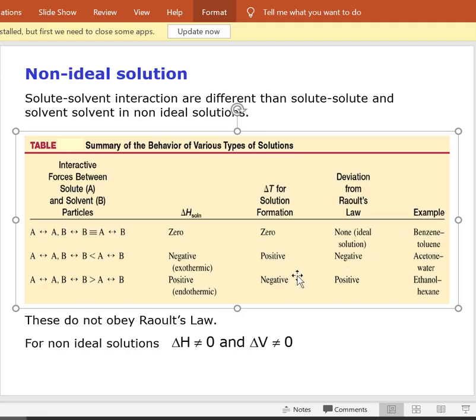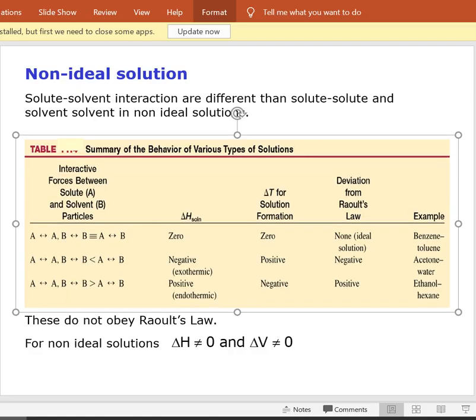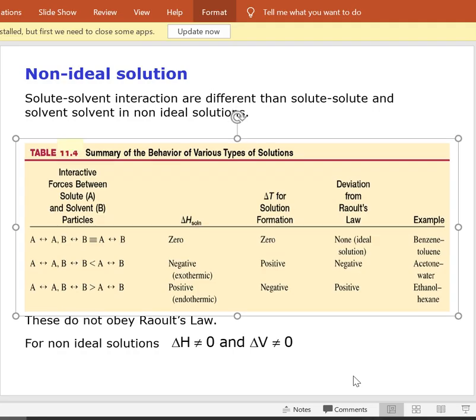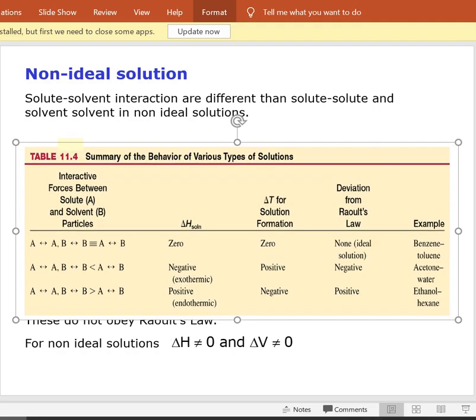Okay, that is the positive deviation. And in the negative deviation, the total vapor pressure of the solution is less than the vapor pressure expected according to Raoult's law. So there are two types of deviation. You can see here the graph of the positive and the negative deviations.